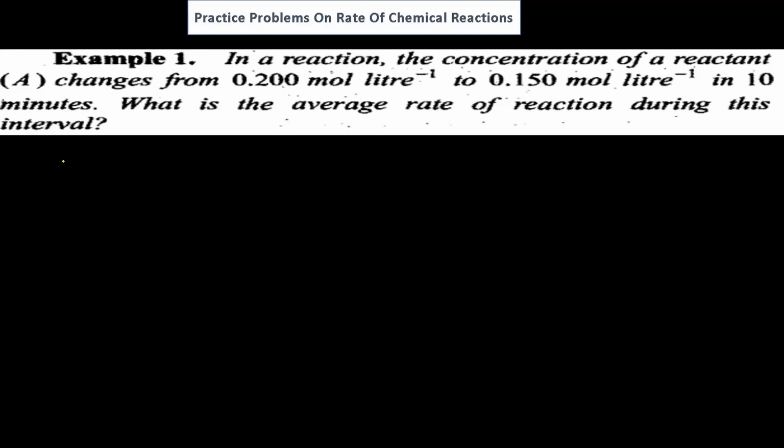In this video, we're going to solve some problems on rate of chemical reactions. The first problem is, in a reaction, the concentration of a reactant A changes from 0.200 mole per liter to 0.150 mole per liter in 10 minutes. What is the average rate of reaction during this interval?